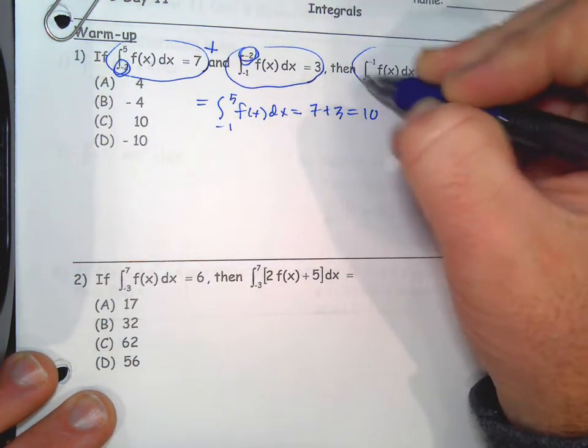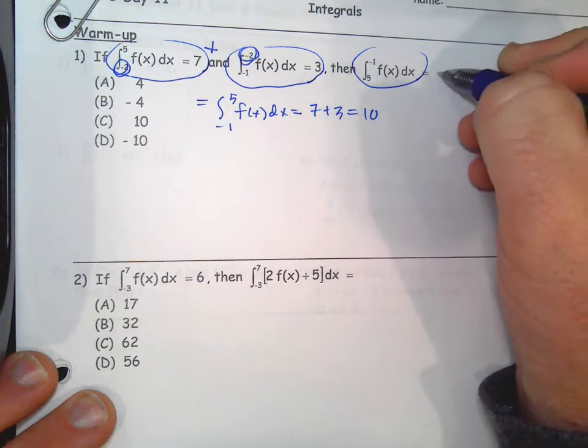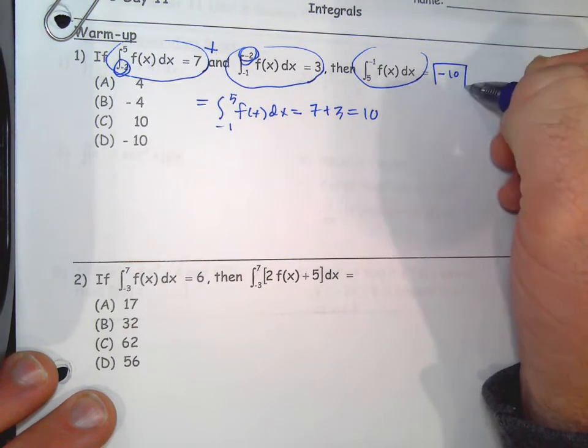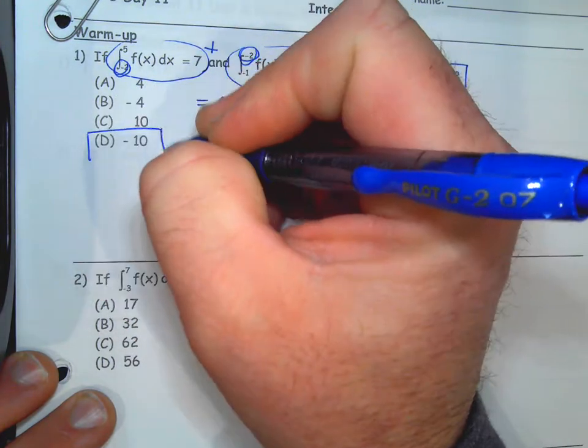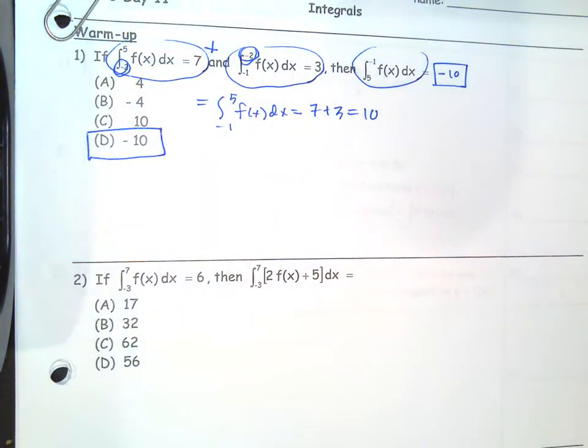We want something close to that, but we want the upside down version of that. So you've got to watch out for that. Be careful. The answer would be -10. That's the work you could show.